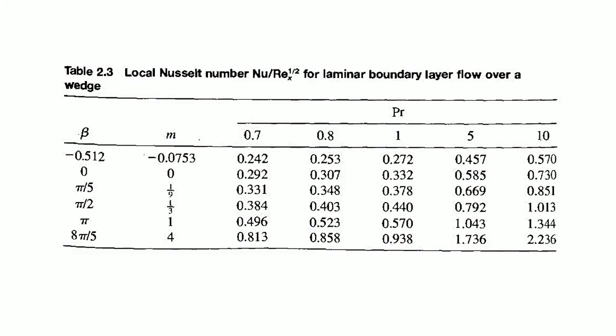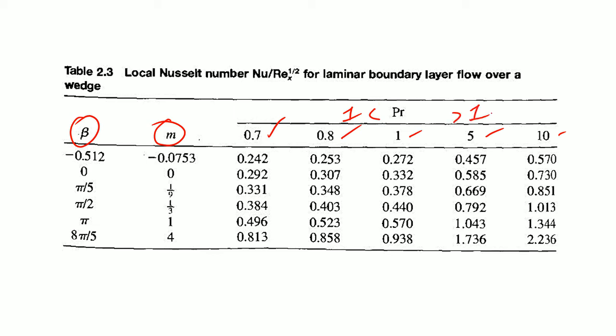Just to add, as I was stating, when there is flow over a wedge, we wanted to know, for example, what the local Nusselt number values will be, and that is exactly what we are putting up here. If you look at this list, this is your beta, which we said is the wedge angle. This is the corresponding transform variable m, and these are the different Prandtl numbers. This is the Prandtl number less than 1 regime, and this is the Prandtl number greater than 1 regime.